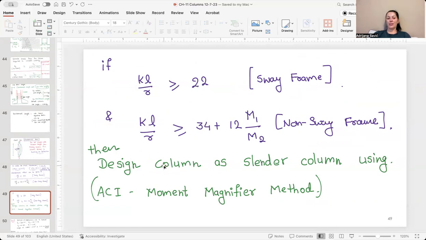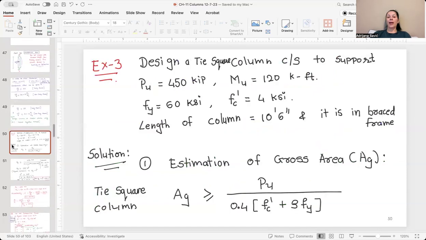So this is the stuff which you will need to check before you go further in design. And I will show you here how to design a tied square column to support a force of 450 kips and moment of 120 kip-feet with yielding stress 60 ksi and compressive strength of 4 ksi. Length of column is given as 10.5 feet and it is in a braced frame.